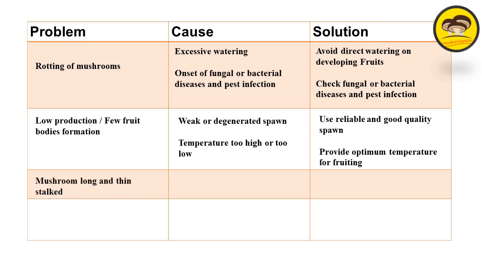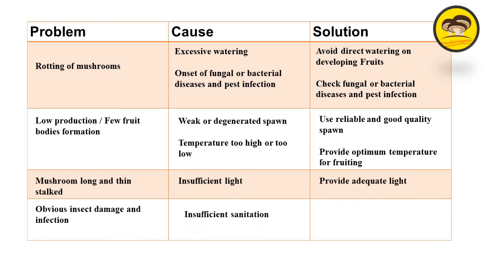Mushrooms long and thin stalked: insufficient light. Provide adequate light. Obvious insect damage and infection: insufficient sanitation. Spray insecticides.